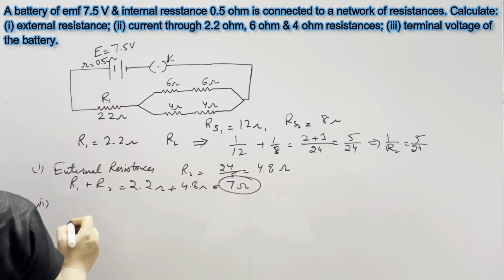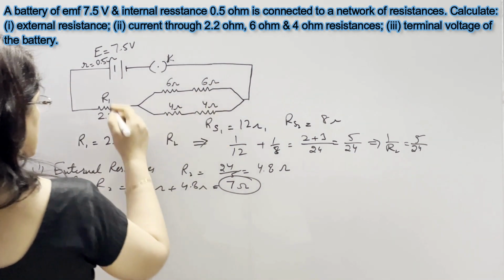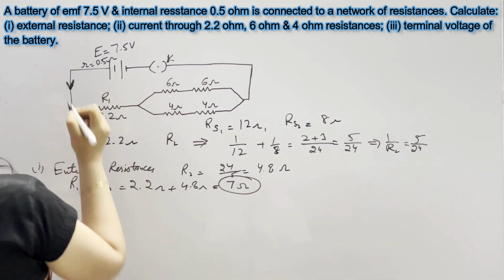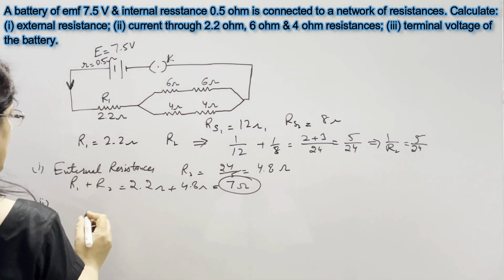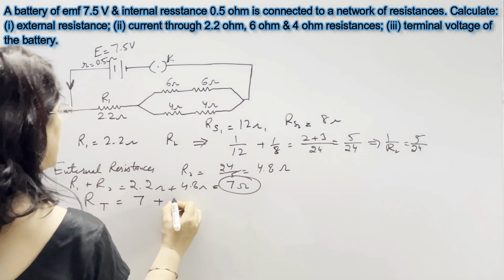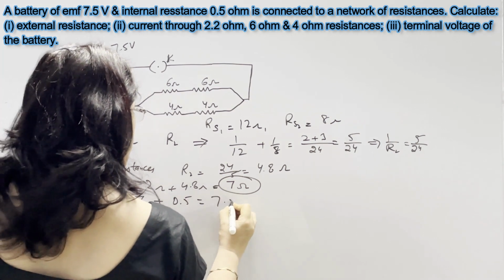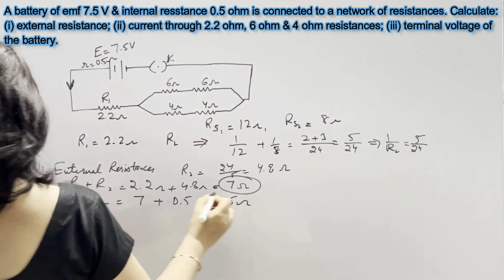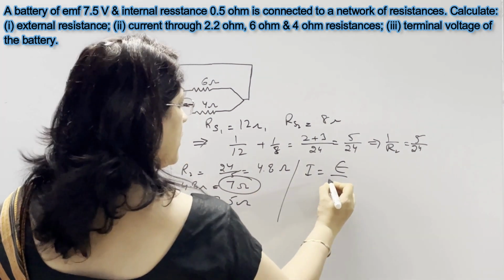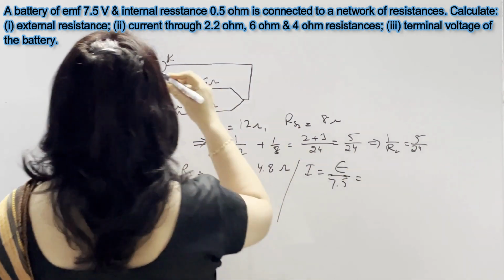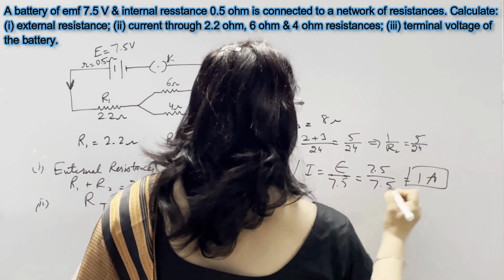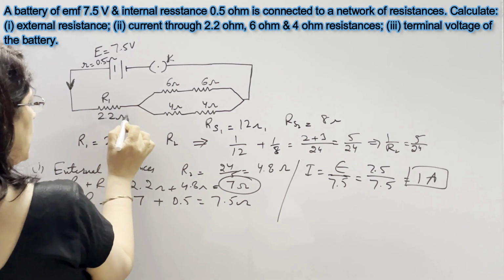Now in the second part we need to calculate the current through all these resistances. For this we need to calculate the current in the total circuit, and for total circuit current calculation we need to calculate this internal resistance also. So total resistance in the circuit is this external resistance plus internal resistance of 0.5 ohm. So it means 7.5 was the total resistance in the circuit. Now current is equal to EMF upon total. Given EMF in the circuit is 7.5 volt divided by 7.5, it means 1 ampere is the total current in the circuit, which is passing through the 2.2 ohm resistance.